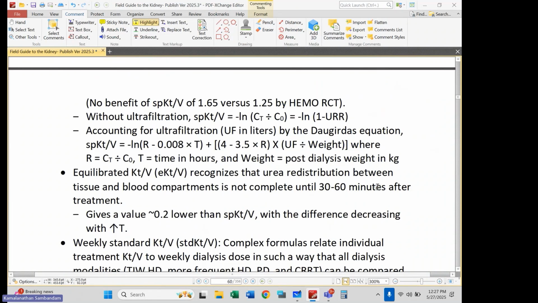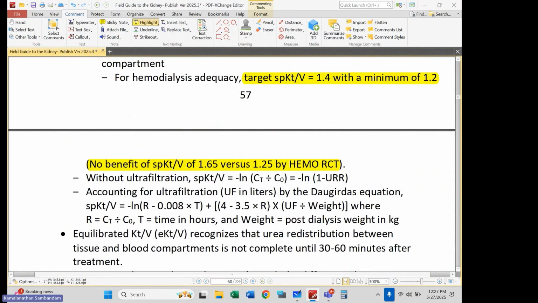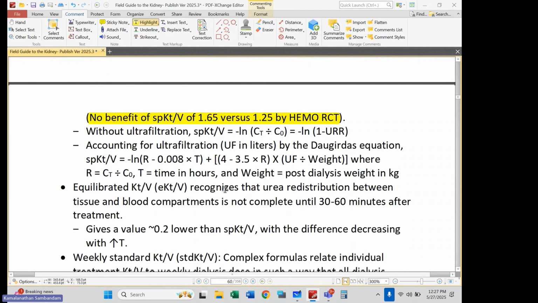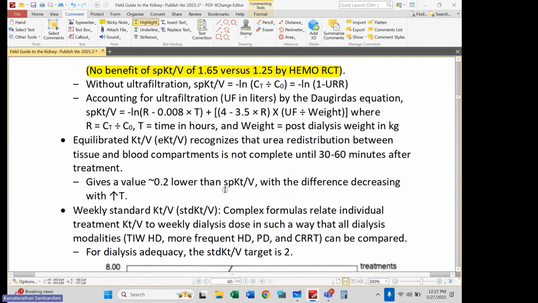Now we looked at whether there was clear benefit of increasing single pool Kt/V targets to as high as 1.65 through one important study called the HEMO randomized control trial, and that showed no clear benefit from going to higher single pool Kt/Vs of 1.65. Just need to acknowledge the fact that Bob Toto was one of the main authors of this trial.